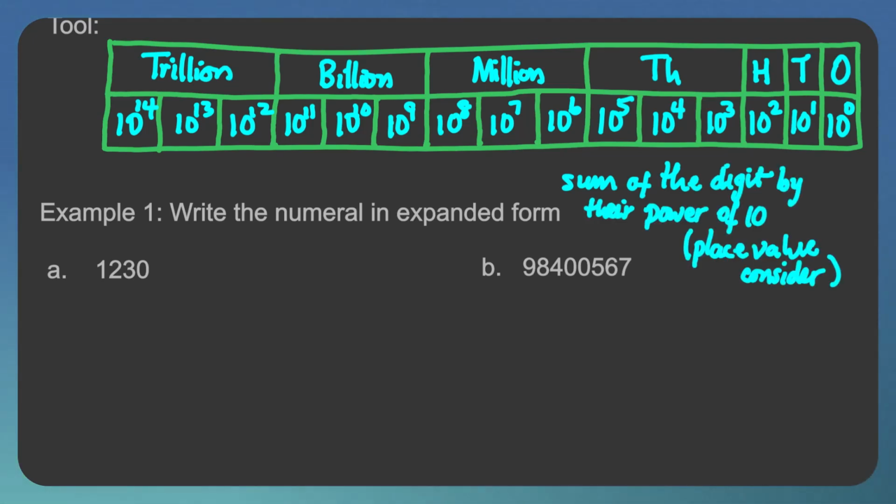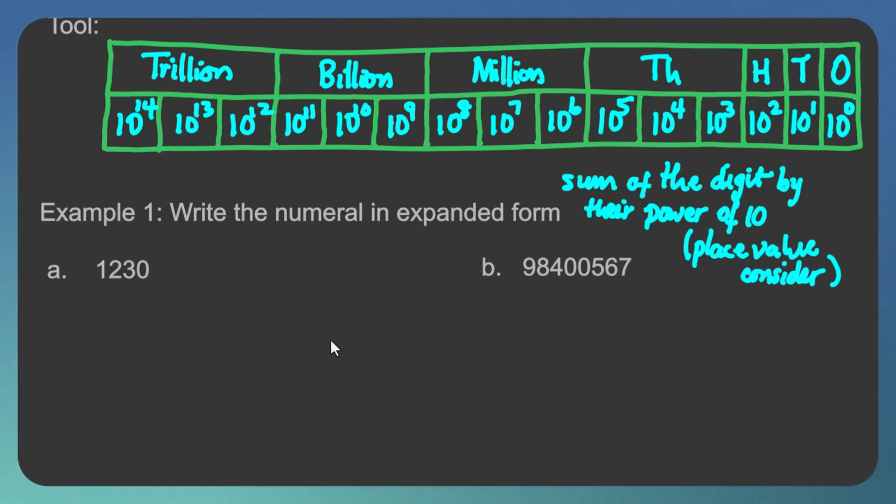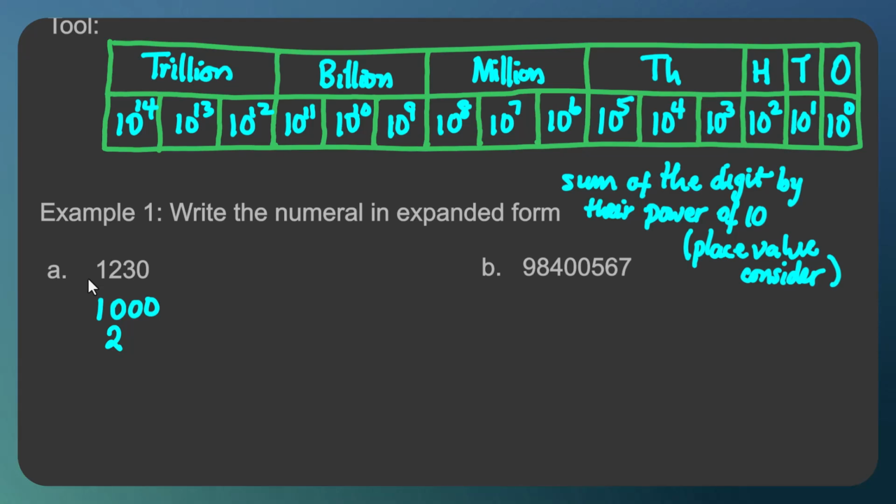So therefore, for our 1230, the first digit at the very left is going to be the highest place value, which is in this case 1, but here we have 1000. And the next digit after 1 is 2, whose place value is in the hundreds. And our third digit, which is 3, is in the tens, and that is 30. Take note that we have to add them together, so you have to show the addition sign.